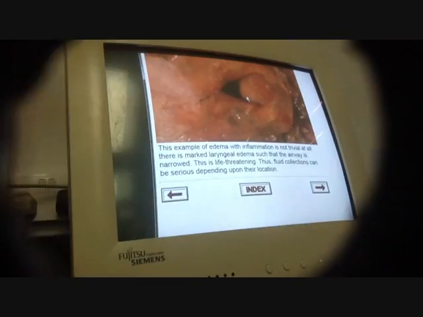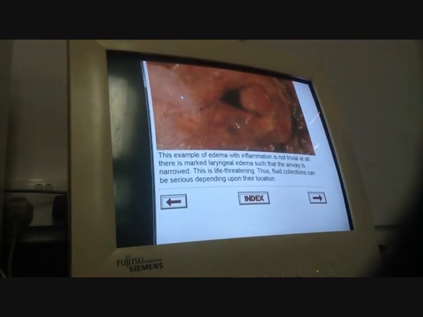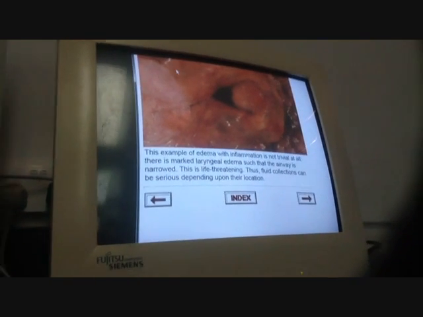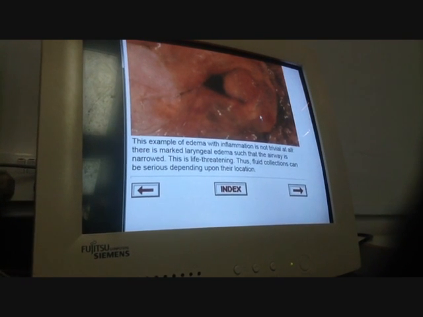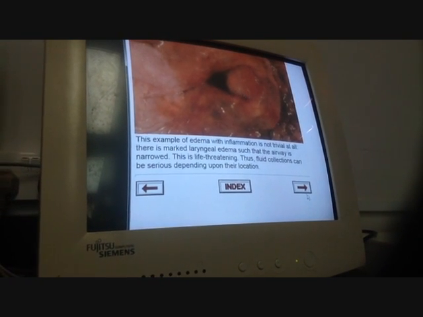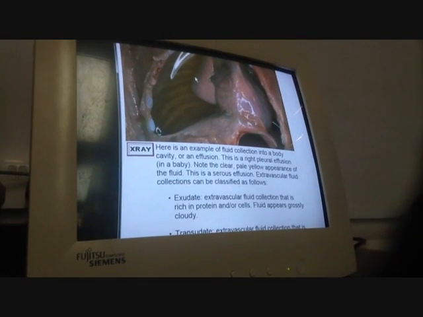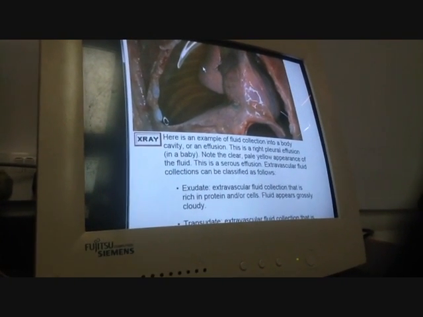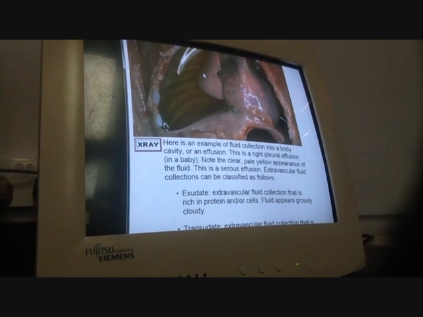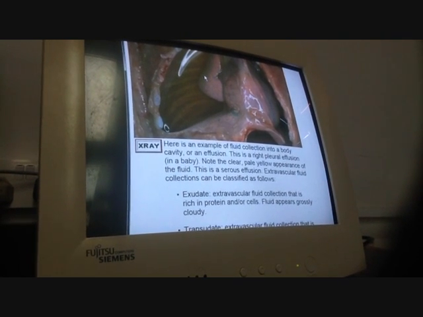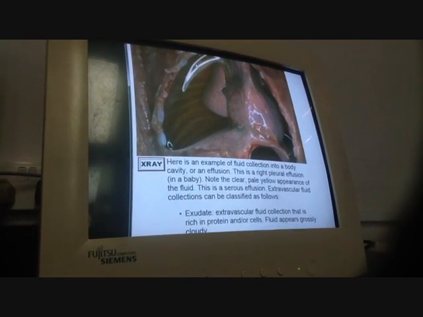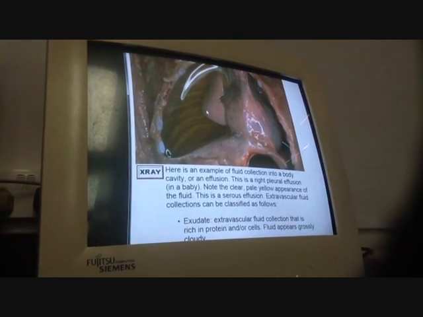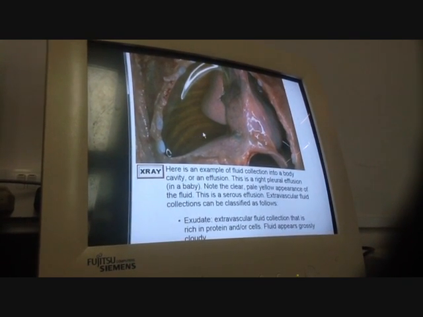And this is another example of inflammation in the larynx. You can identify the difference between this area and this area. This is normal, and this one is reddish and swollen. And it's a life-threatening condition. We also have accumulation of fluid within the body cavities, thoracic and abdominal. In this area, this is the thoracic cavity, and it is supposed to be filled by the normal lung. This lung is compressed by this fluid. So this fluid is clear.